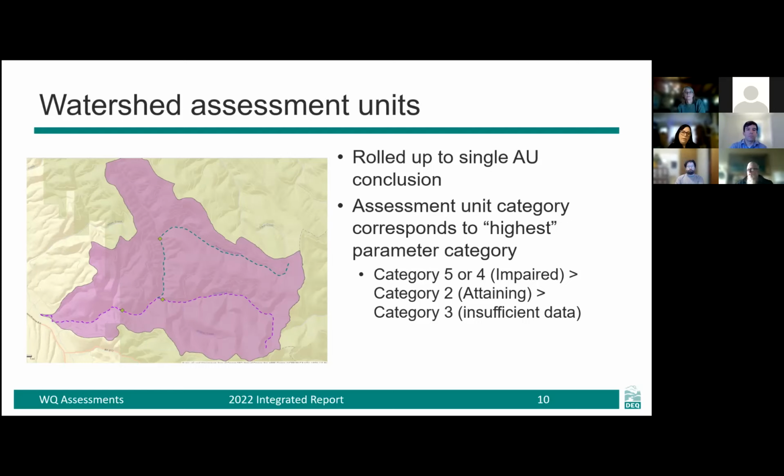Our map does display more detail now, but the overall conclusion is still an impaired assessment unit. As I mentioned, we have a hierarchy of how we're doing this. Category 5 is greater than category 2, which is greater than category 3, as far as how we would report those conclusions at the assessment unit level. So I think that's all I have.